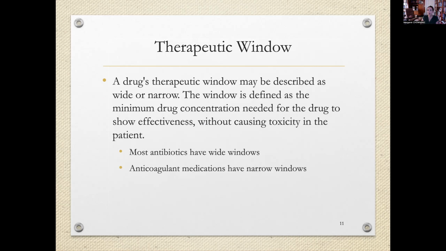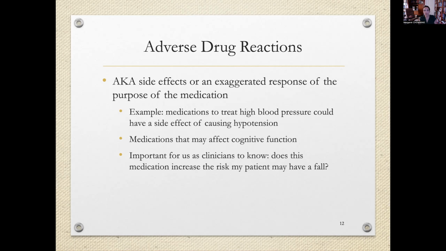Okay, so that window is the amount of drugs that a patient can have without increasing the toxicity and therefore increasing risk to the patient as far as the side effects or the toxicity of the drugs go. So most antibiotics have wide windows. Anticoagulant medications tend to have narrow windows, right? Their threshold and their max efficacy is more narrow, okay?